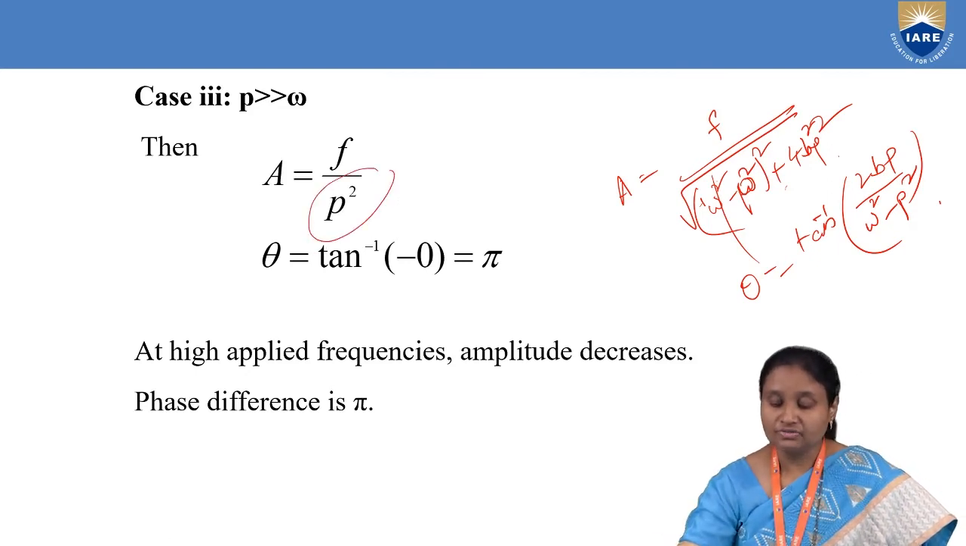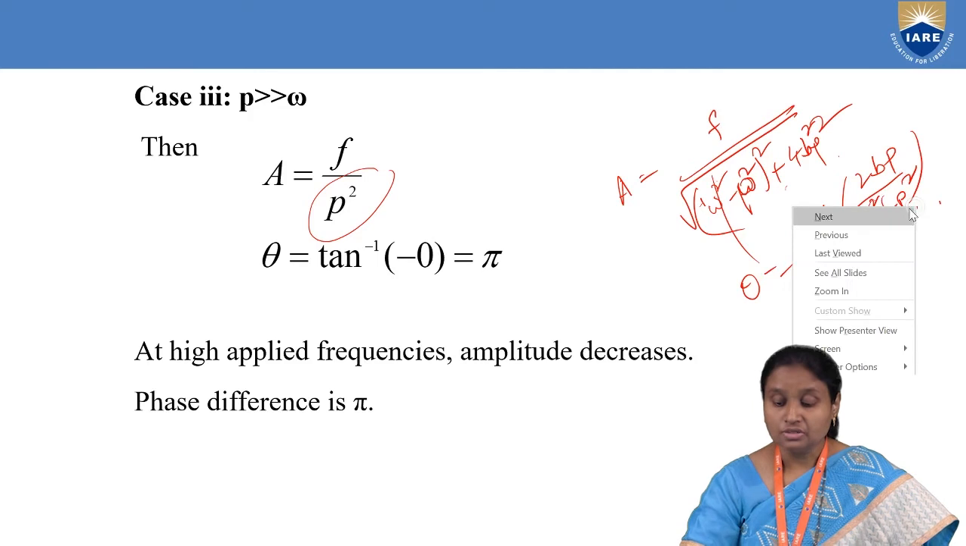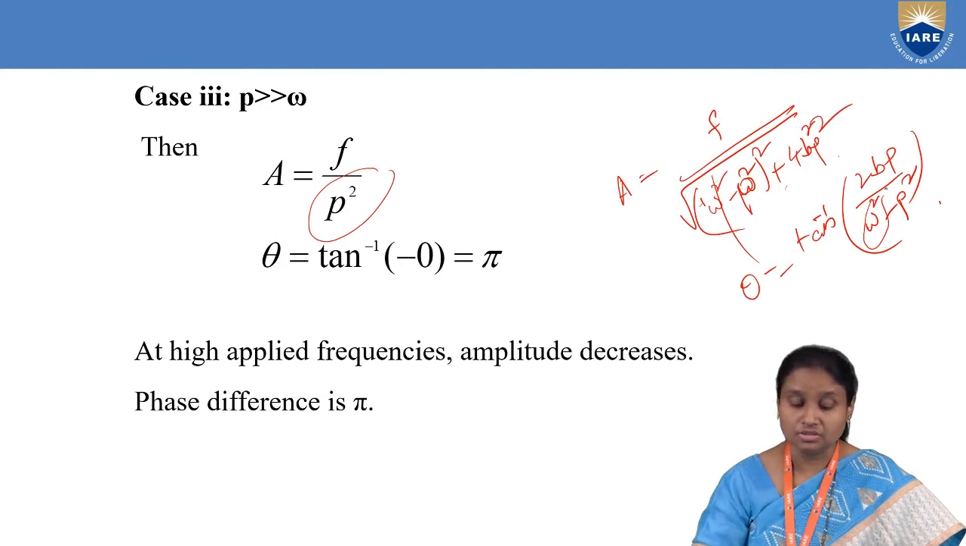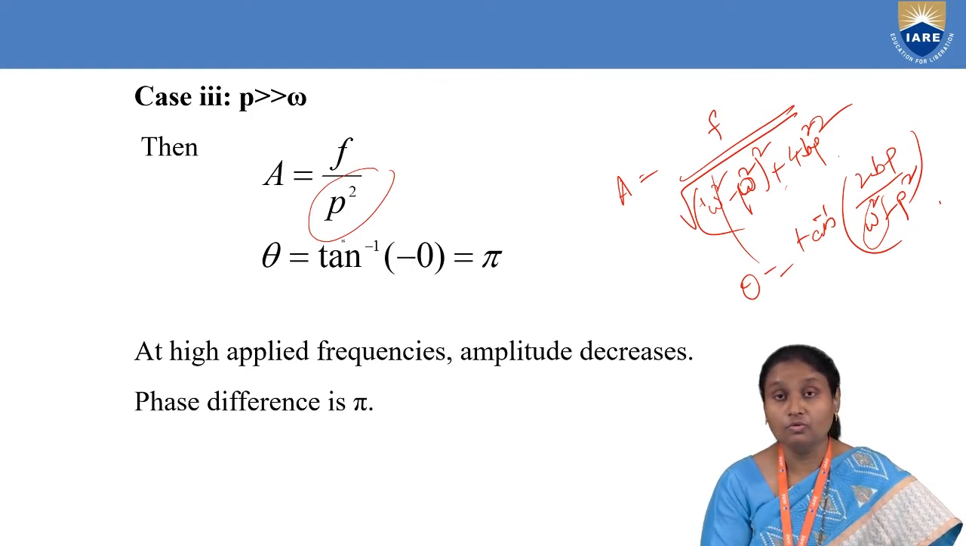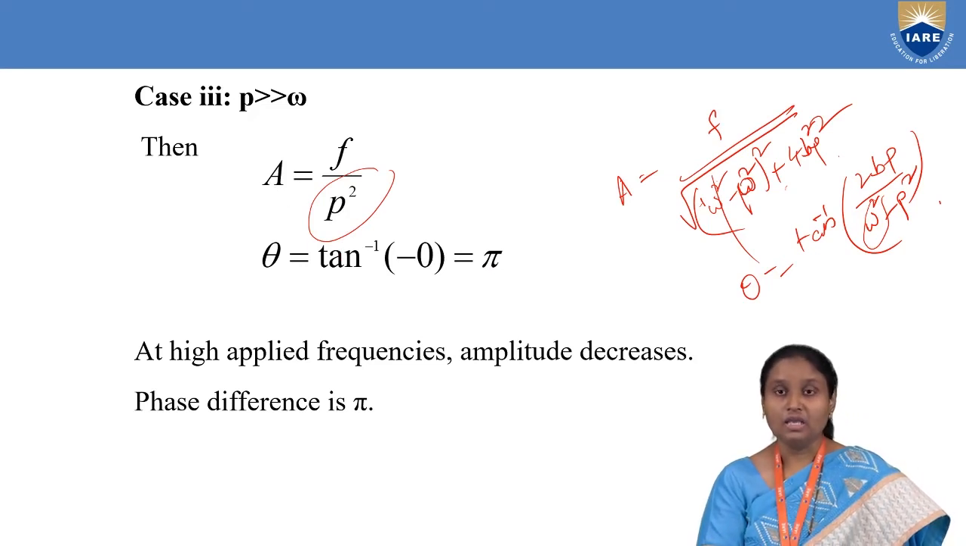And what about our phase difference? Because our p is very, very large, omega is very small compared to p. So it means that my value will be minus 0. Because in the denominator I have a very large value, small value by large value, we can approximately take it to be 0. So it is minus 0. And when we take tan inverse of minus 0, we have 180 degrees. Now what does it indicate? It means that when we go for higher values of driving frequency, amplitude is decreasing. And the phase difference between the displacement and the applied force is equal to 180 degrees.